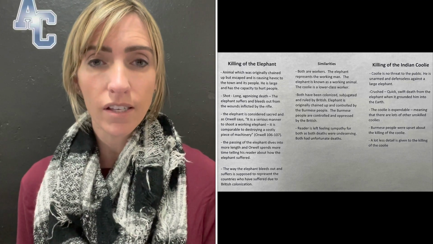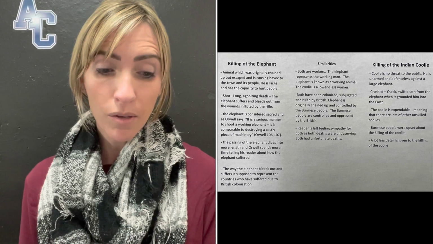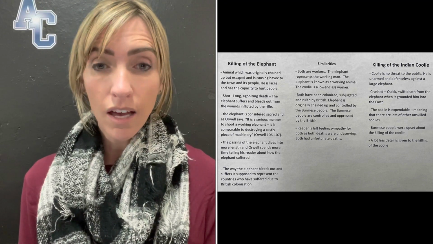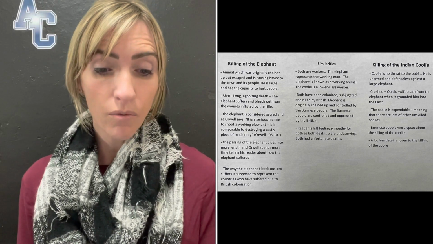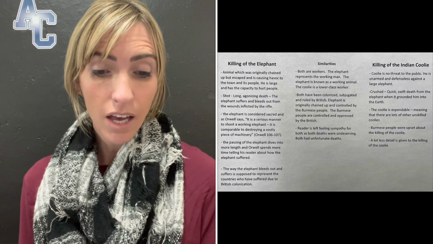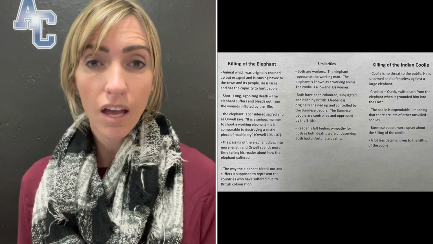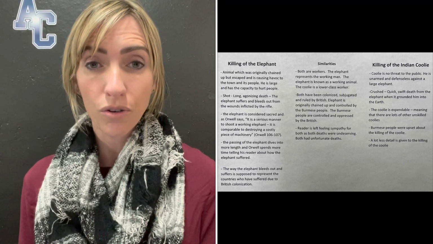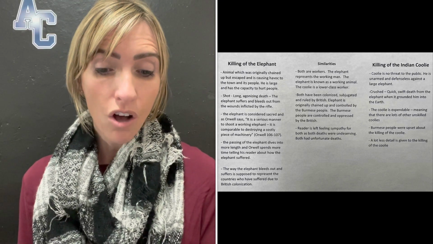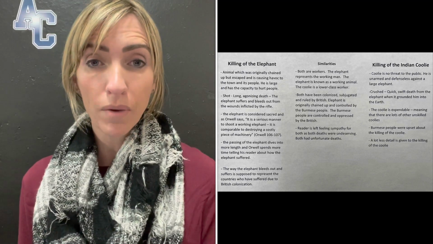So that's also very significant. Okay, then some similarities between the elephant and the coolie. So both are workers. The elephant represents the working man. The elephant is known as a working animal, and the coolie obviously is a lower class laborer who is considered a worker. Both have been colonized, subjected, and ruled by the British.